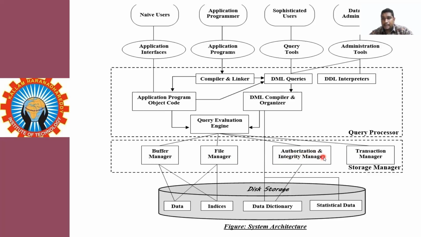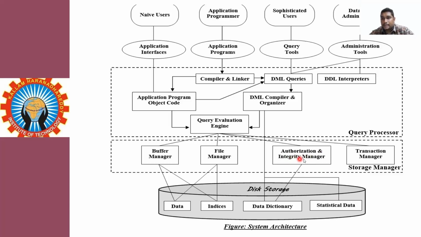authorization and integrity manager. The authorization and integrity manager is a manager who checks the database. All these four managers check the database directly. Okay, but the query processor cannot communicate directly with disk storage, while the storage manager communicates directly with the database. The conceptual level has two categories: query processor and storage manager. The query processor's task is conversion of your language. The storage manager's task is that whatever the converted language is, it has to be placed in the database. Okay, right, I hope you understand.